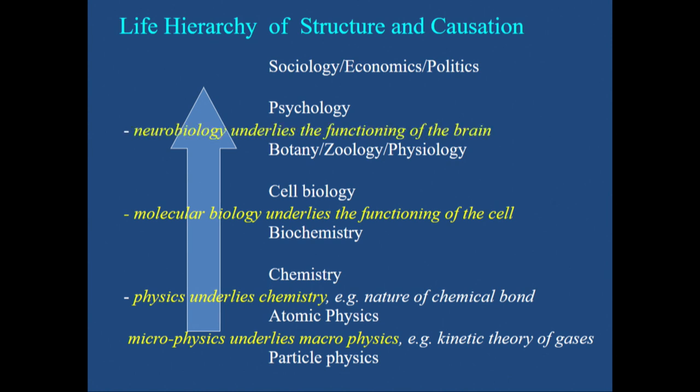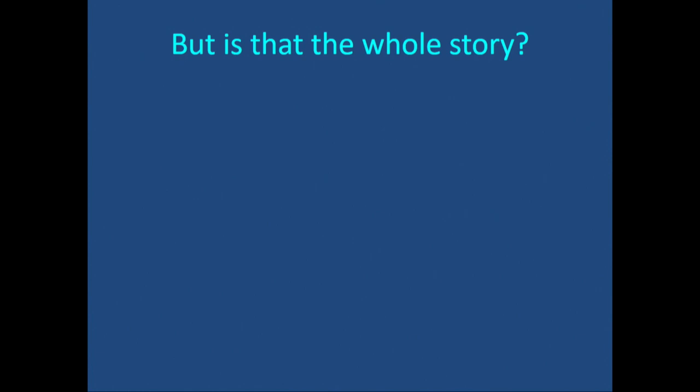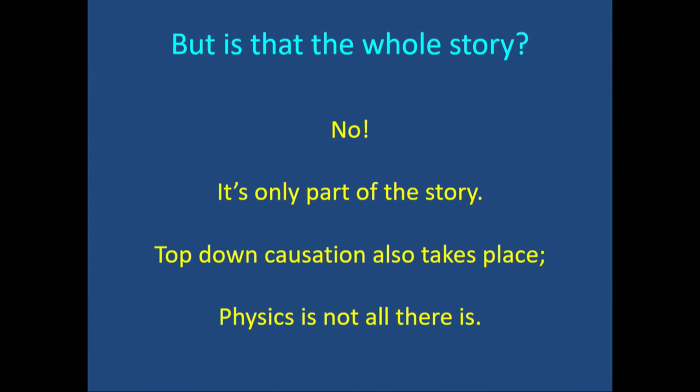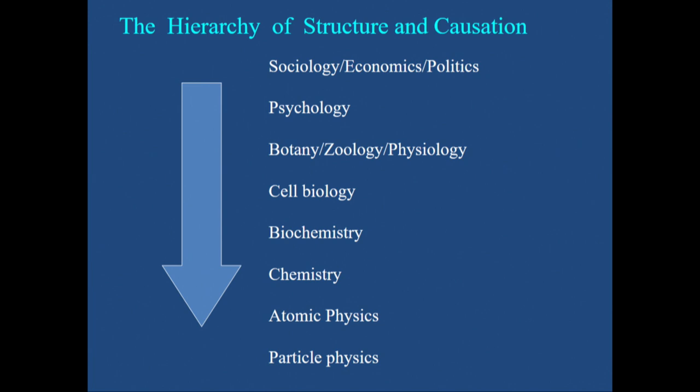And then neurobiology underlies the functioning of the brain, this ongoing discovery of how the detailed neural connections underlie what happens at the psychological level, and we've been hearing a lot about that at this meeting. So this is the bottom-up emergence, which does indeed take place. But is that the whole story? No, it isn't. It's only part of the story. Top-down causation also takes place, and physics is not all that there is. So as well, there is this top-down arrow.